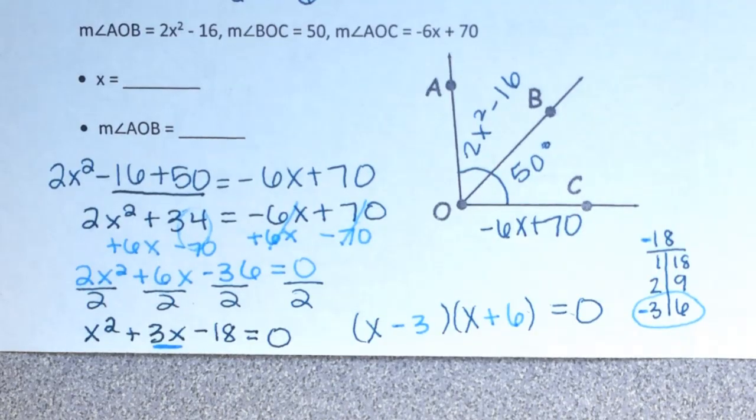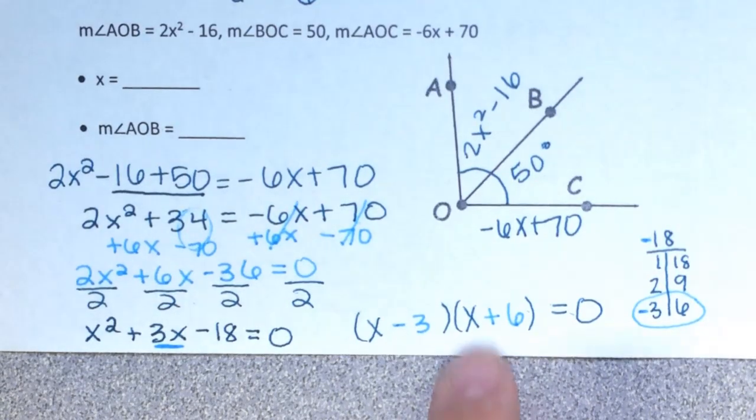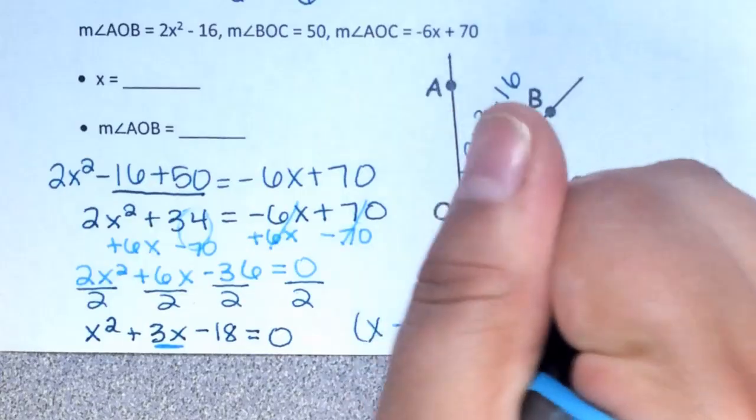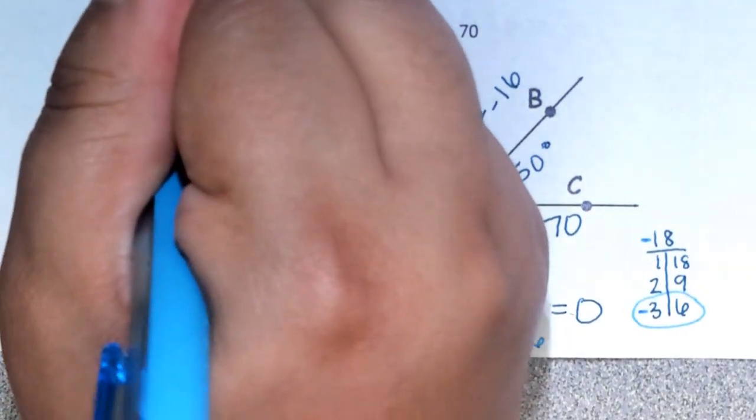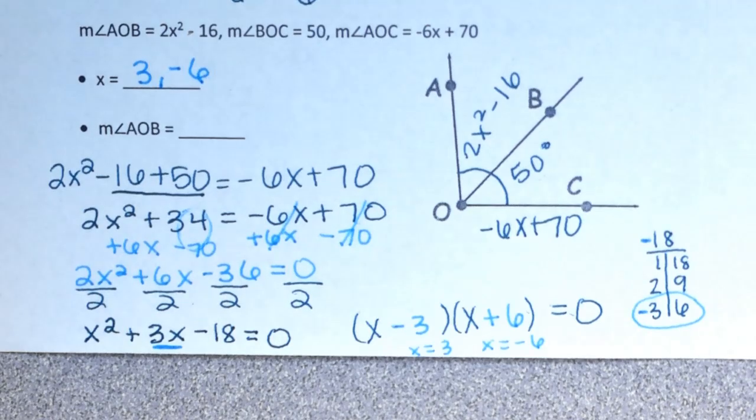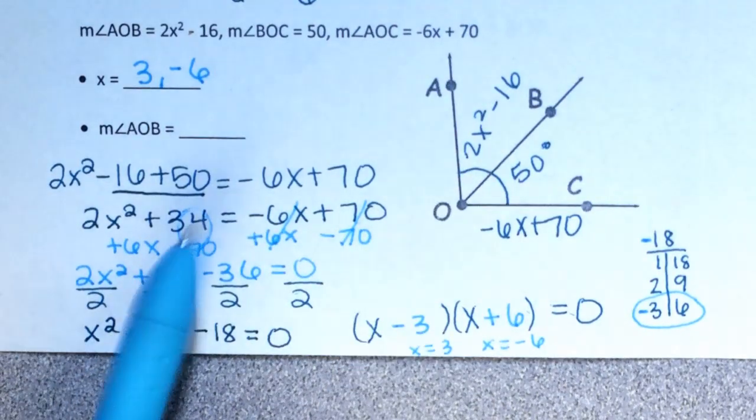What are my x values going to be? X equals 3, x equals negative 6. So 3 and negative 6. Can I have a negative x? Yes, you can. You just have to see what it answers, negative or positive. Can I have a negative angle? No. But I can have a negative x. But if my x gives me a negative number for the angle, then I can't have it.